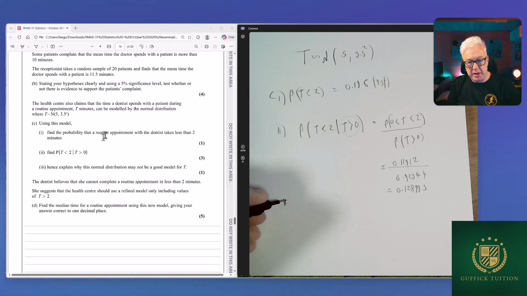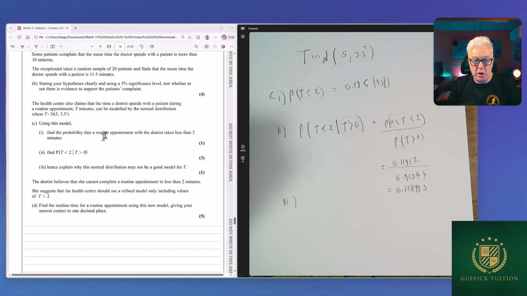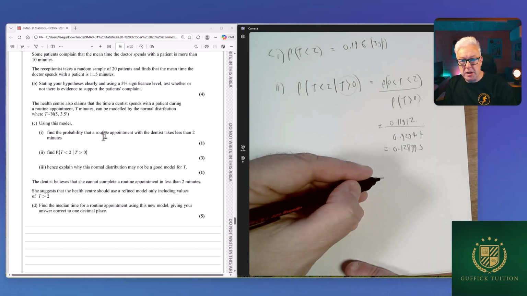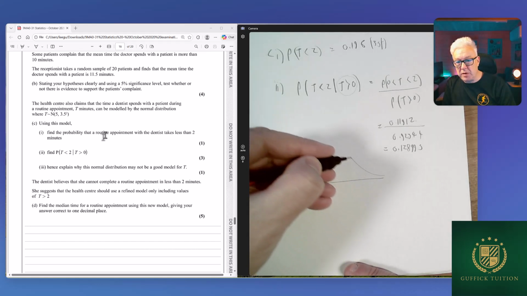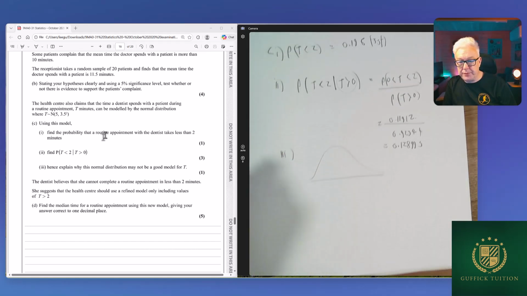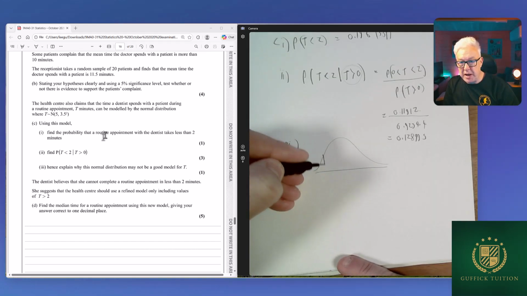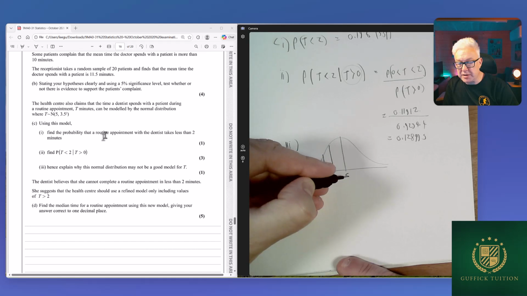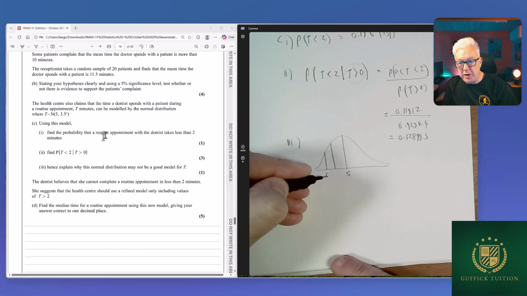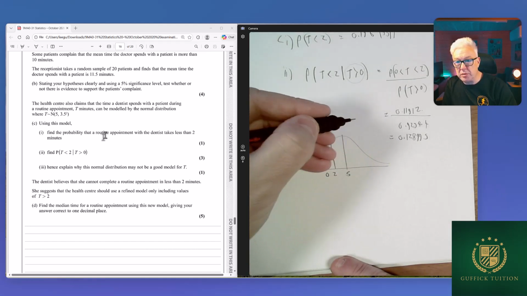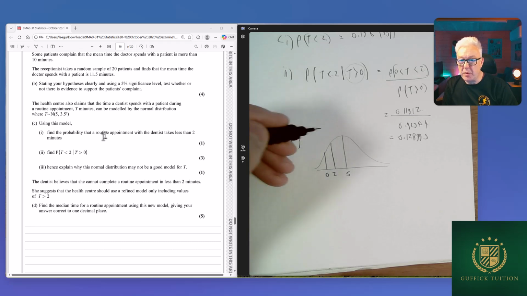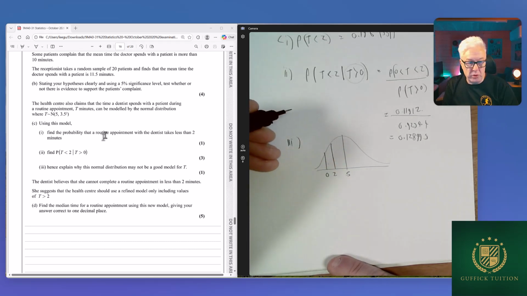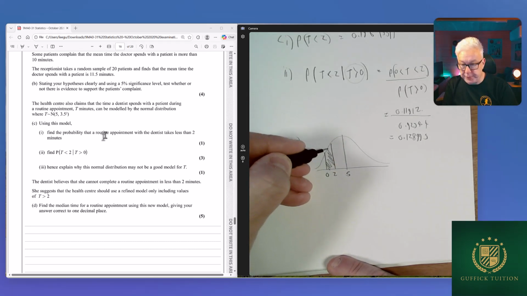This next bit I think is a little bit tricky. Hence explain why this normal distribution may not be a good model for time. So in a normal distribution, we've basically got this distribution here. Now we found out that for our value of time, we've got a mean of 5 here. And we found out that between 0 and 2 has a certain probability.